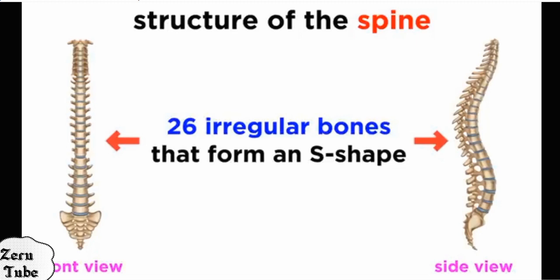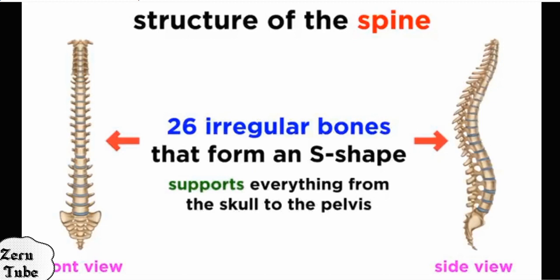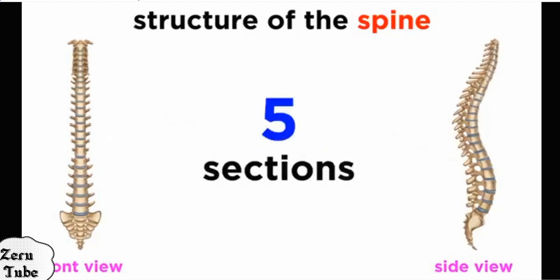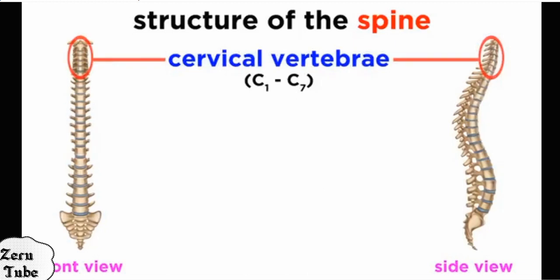Those 26 irregular bones are called vertebral bones, which are very important to support everything from the skull to the pelvis. So we can divide the structure of the spine into 5 sections. The first section is the cervical vertebrae.